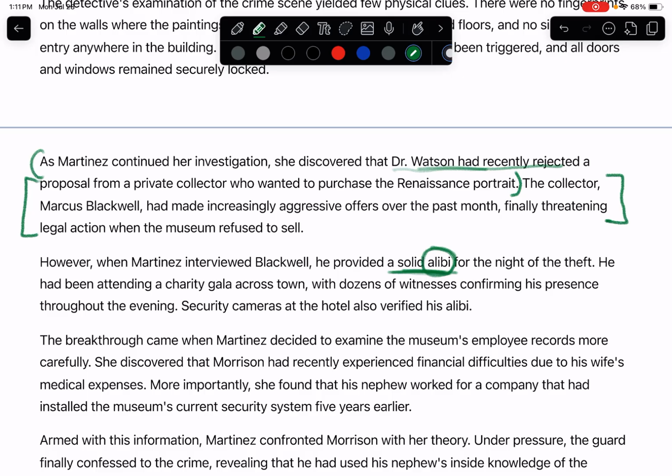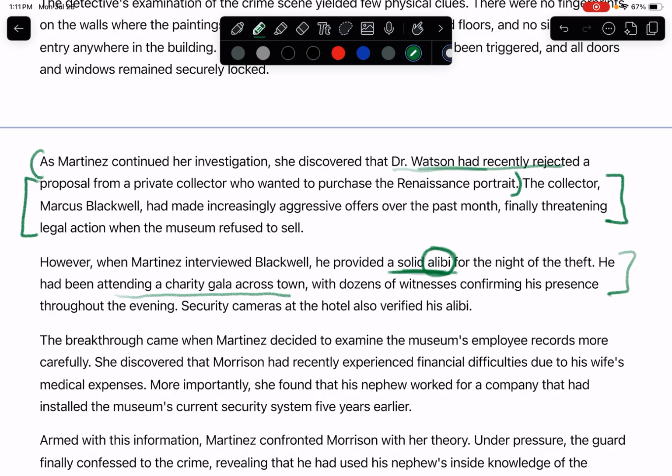If someone accuses you of starting a fire in California, but you have evidence that you were in Florida when the fire started, then that's an alibi. That's a great alibi. So this guy Blackwell says that on the night of the theft, he had a solid alibi. He says that he had been attending a charity gala across town, with dozens of witnesses confirming his presence throughout the evening. So he's like, I was at this gala and all these people saw me there. How can I be in two places at the same time?